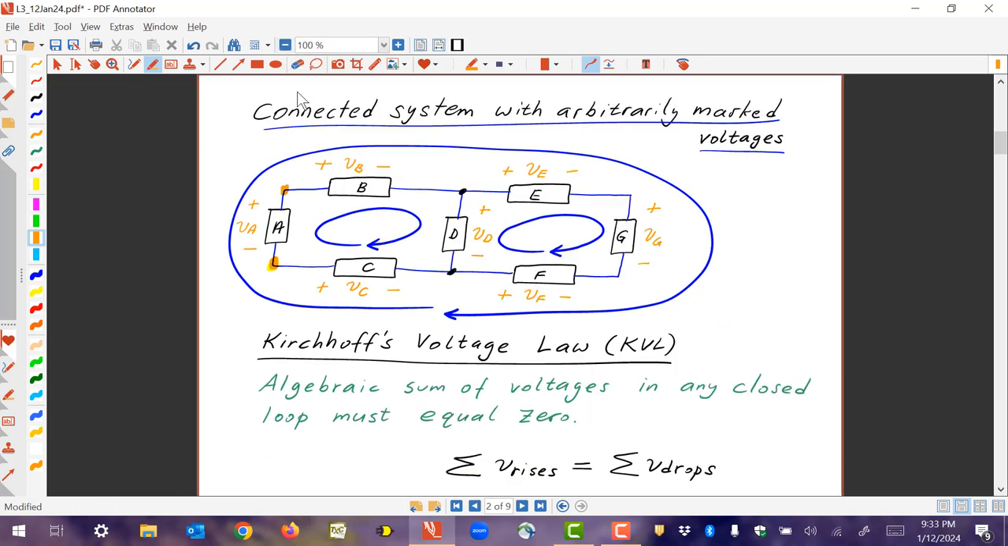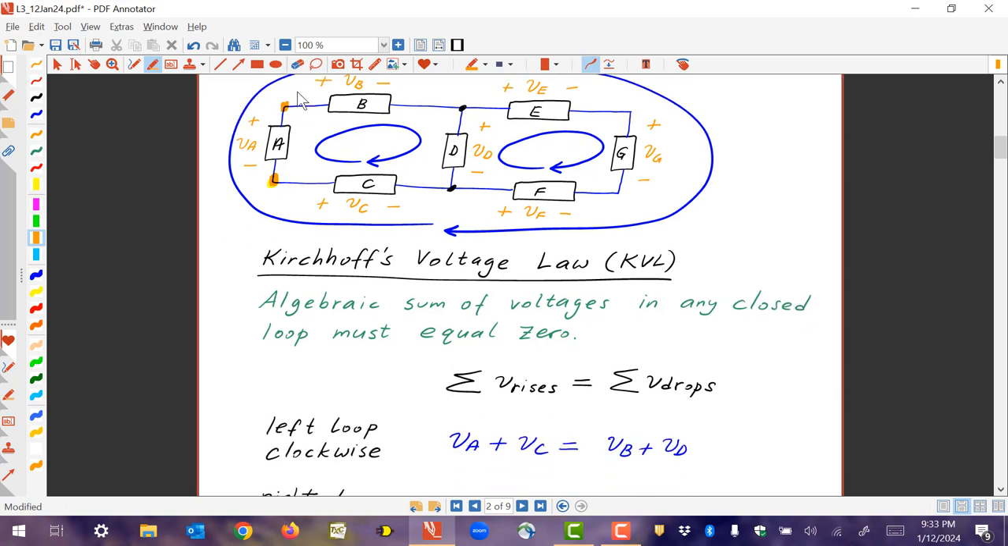And I've chosen to illustrate this. Again, I've chosen these loops already. I've already marked them. But if you apply Kirchhoff's voltage law, you're saying, for example, write Kirchhoff's voltage law as, in a closed loop, the sum of the voltage rises. Remember this sigma here, right? This means sum, right? Sum of the voltage rises equals the sum of the voltage drops.